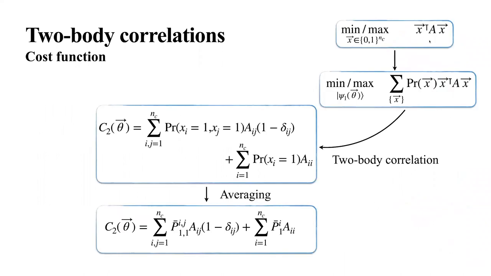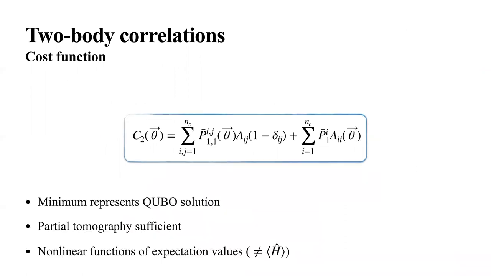Okay, if we do that, we can define a cost function again. So we start with the same thing, but now we have these conditional probabilities of having 1-1, and we need to do the averaging, and we end up with a cost function that is well behaved. But there's more classical overhead to do with the measurements. Okay. Again, we need to do the sanity check.